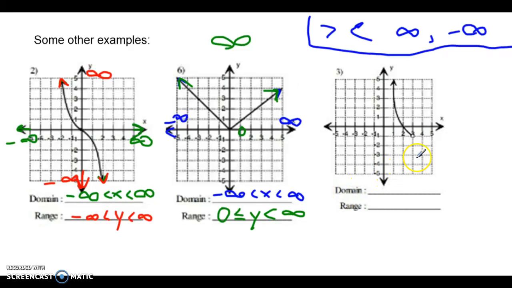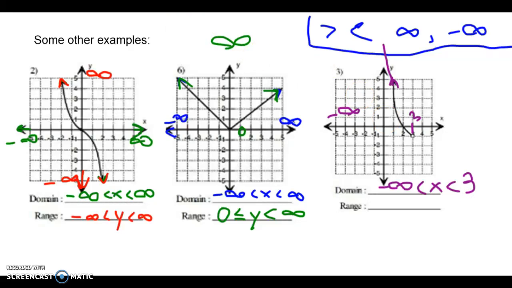All right, our next and last example that we're going to do together. Looking left to right, we notice that we have an arrow going up, but it's also going ever so slightly this way, and it's going to keep going that way. So it's going towards negative infinity over here: negative infinity less than x. And then it stops right here at 3, and there's an open circle right there. So we're just going to put less than 3.